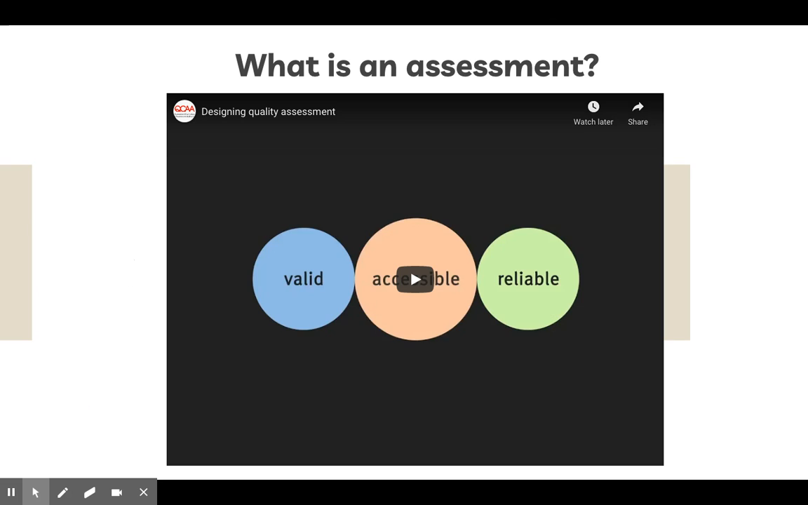I want to watch this video to introduce what an assessment is and what the 3 key things behind assessment are when building one.